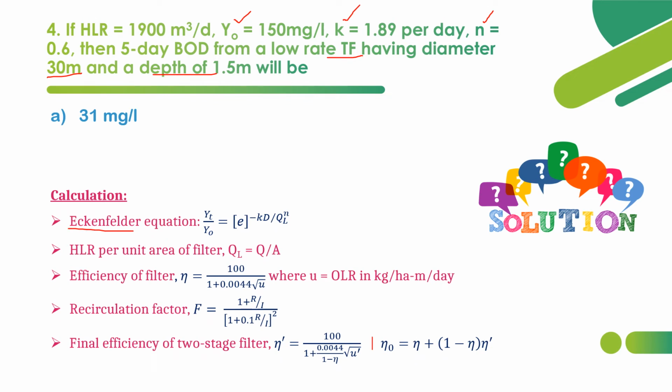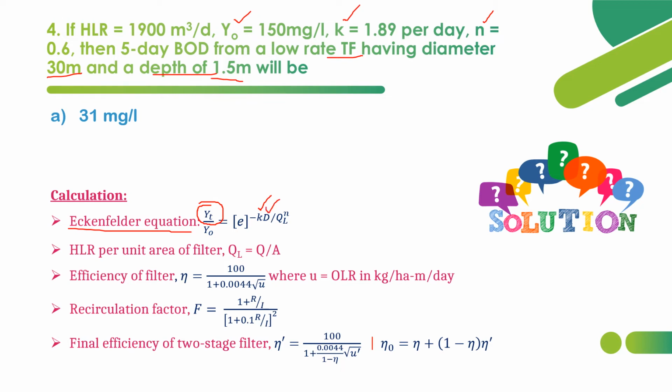Here we are using the Eckenfelder equation. So Yt by Y0 is equal to e power minus K D by QL power n. So we have to calculate this value, Yt. We know Y0. What is Y0 here? 150 milligram per liter. So e power minus K. K is the rate constant, which is given as 1.89 per day. So what is D here? D is the depth of the trickling filter. So D is 1.5 meter. So we know the D value.